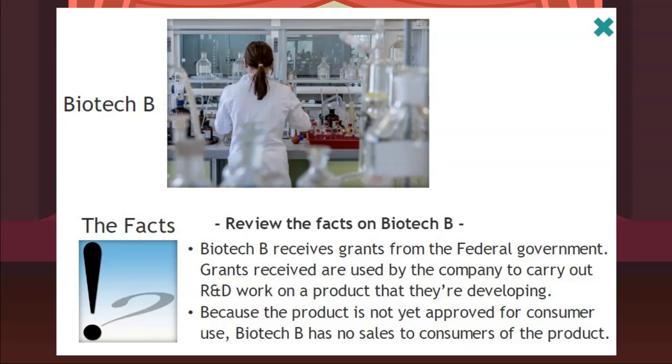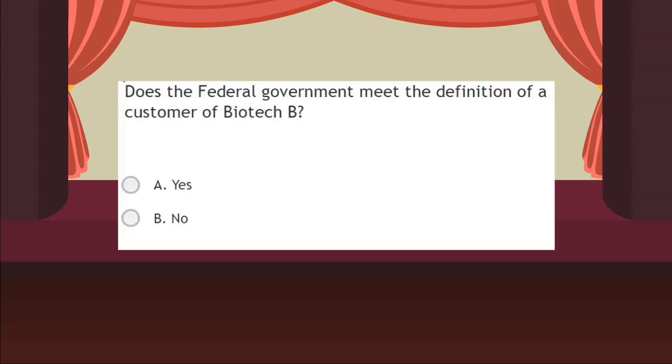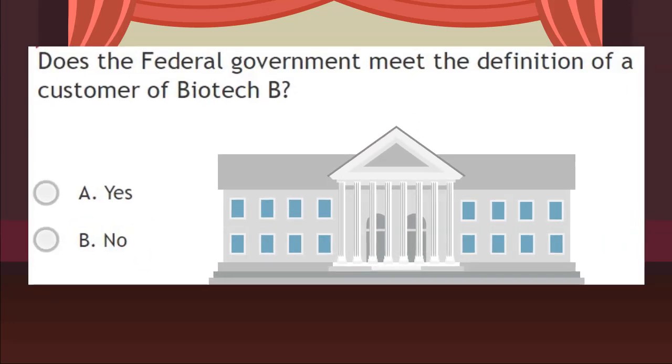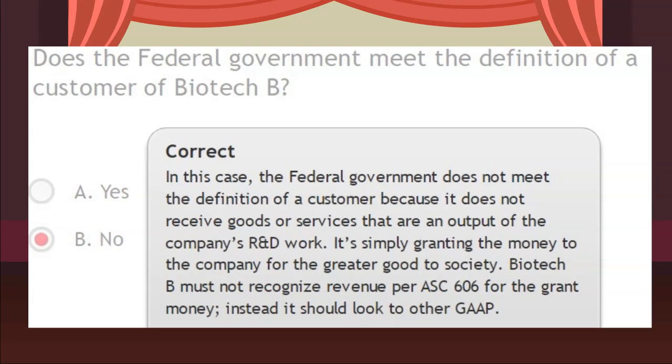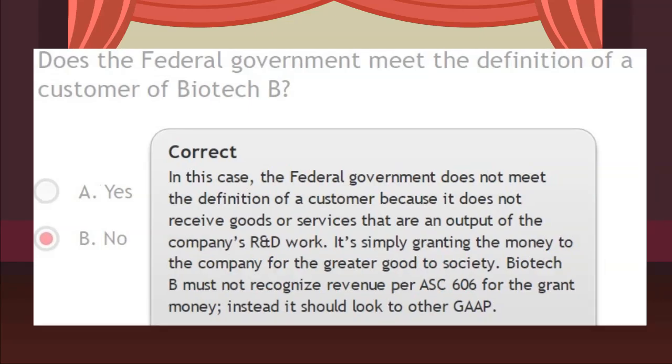Answer the following question based on the facts that you just learned about Biotech B. Does the federal government meet the definition of a customer for Biotech B? The answer is no, because the federal government does not receive any goods or services for the output of R&D work.